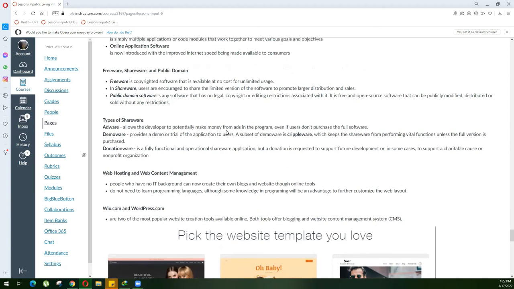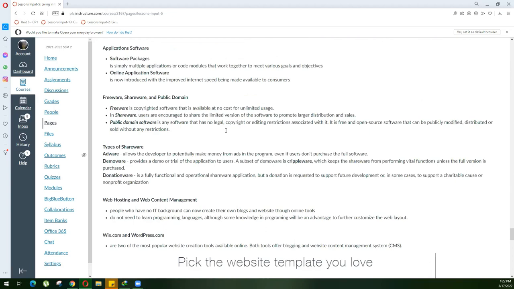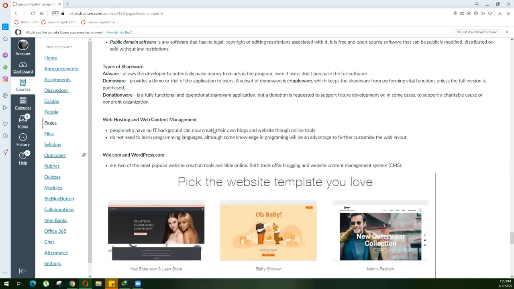We have different types of software. We have freeware, which is copyrighted software available at no cost for unlimited use. Shareware, whereas users are encouraged to share the limited version of the software to promote larger distribution and sales. And public domain software, which is software that has no legal, copyright, or editing restriction associated. It is free and open source and can be publicly modified, distributed, and sold without restrictions.